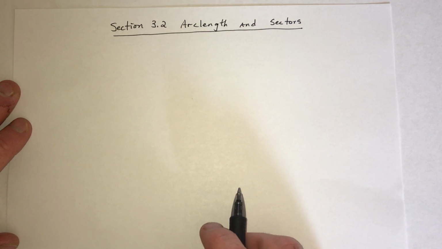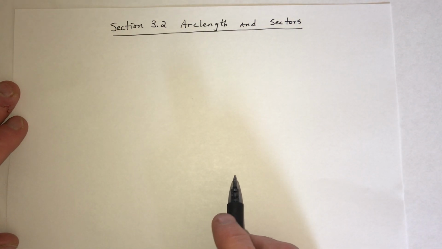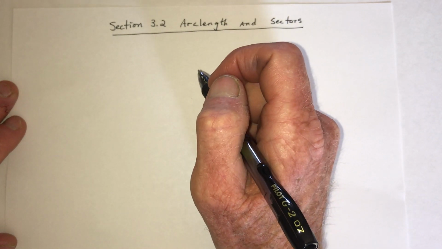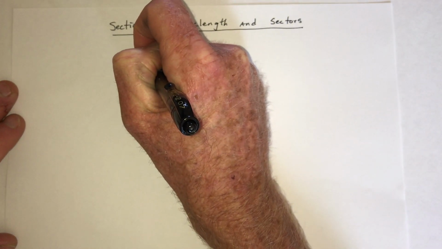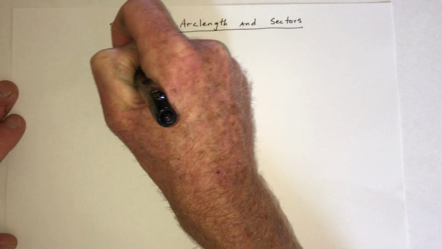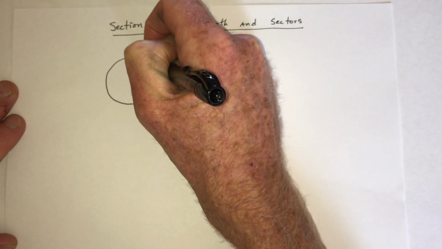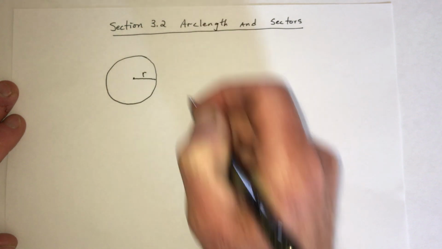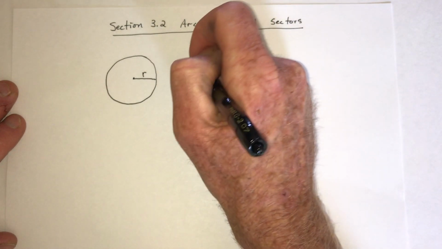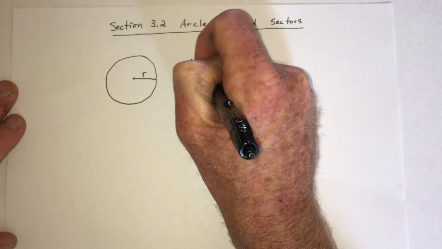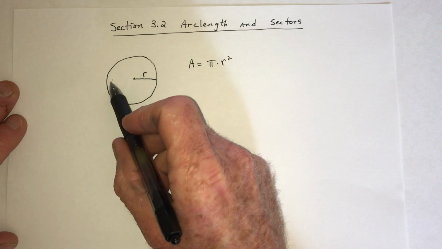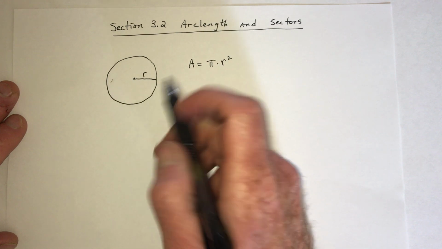Well, as promised in the previous section, now we're going to do applications, arc length and sector. So this is all about circles to begin with. So if you have a circle and the radius is r, then two important formulas are the area equals pi r squared. So that would be how much space is inside of the circle.